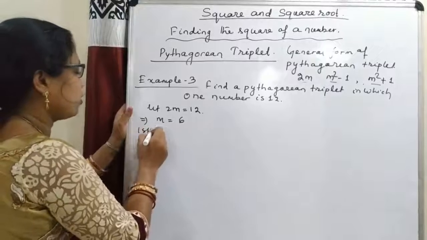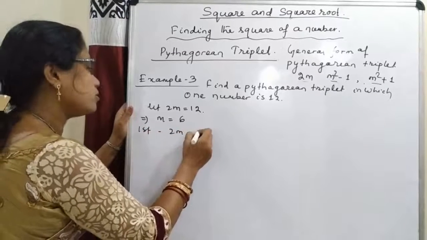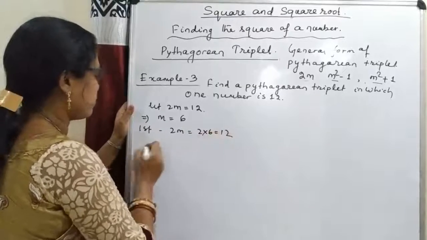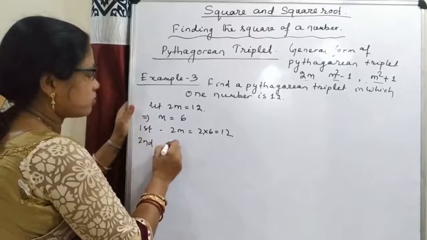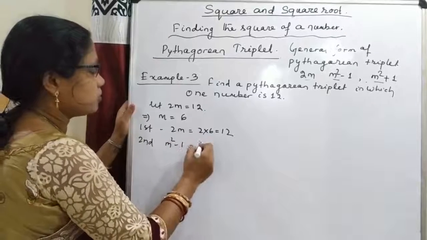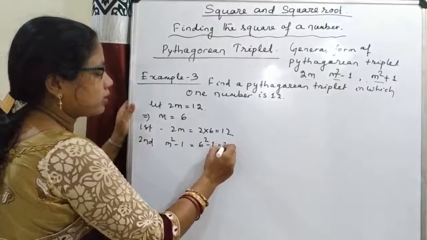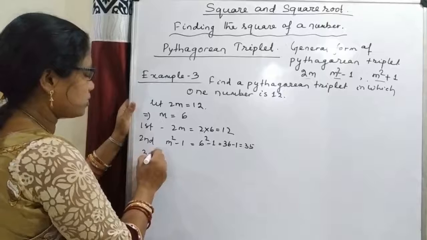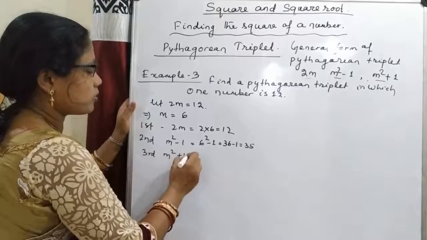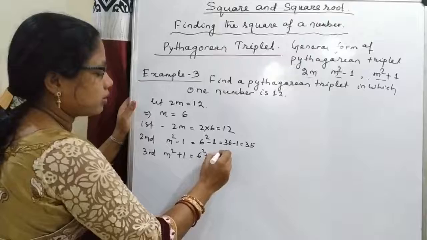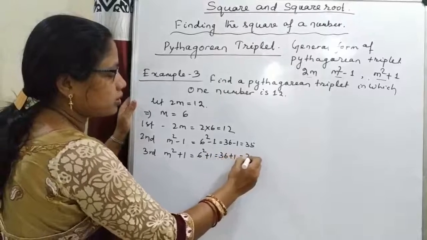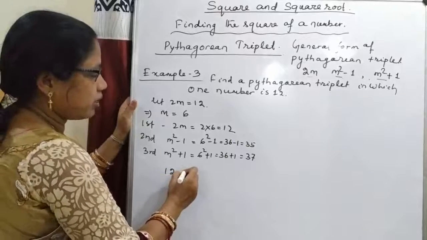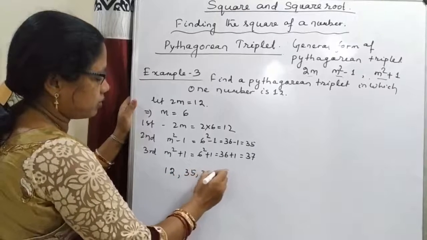First number is 2m, which is 2 multiplied by 6, that is equal to 12. Second number is m square minus 1, that is 6 square minus 1, that is 36 minus 1, equal to 35. Then third number is m square plus 1, that is 6 square plus 1, that is 36 plus 1, equal to 37. So here the Pythagorean triplet is 12, 35 and 37.